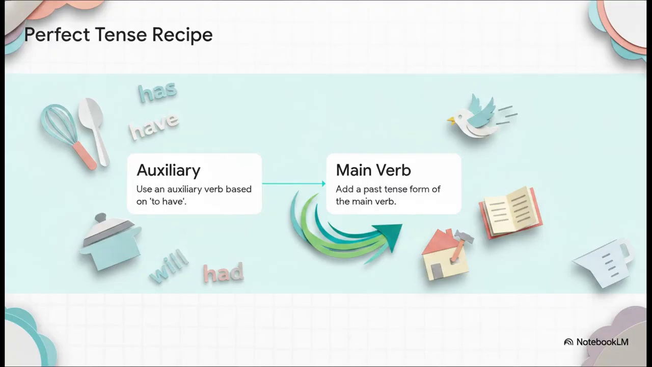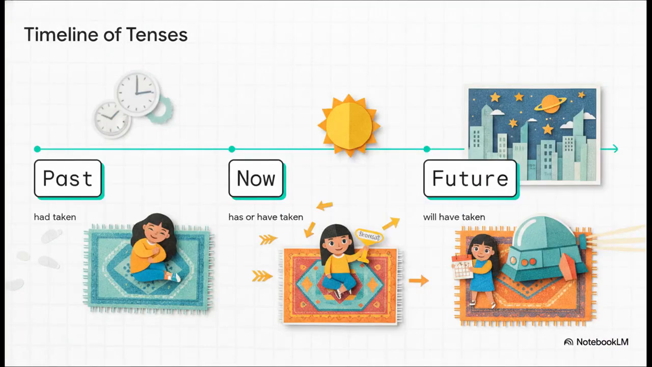So the absolutely crucial point is knowing how to actually build it. To create the perfect tense, you literally just follow a simple two-step recipe that's guaranteed to work every single time. Okay, step one, use a helping auxiliary verb based on to have, so words like has, have, had, or will have. Step two, you just add the special past form of your main verb, which is often called the past participle. And boom, done.